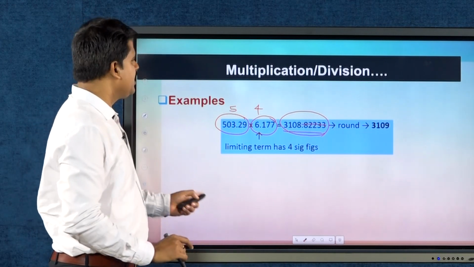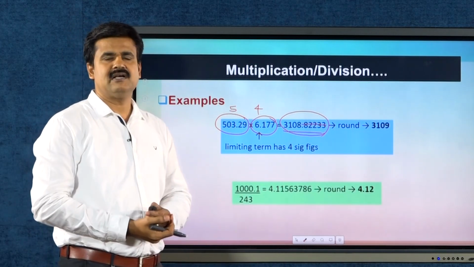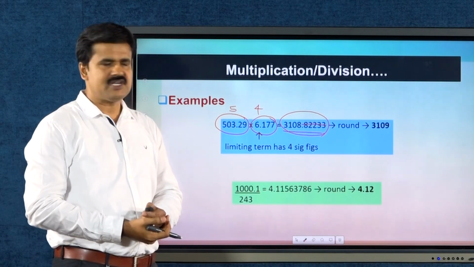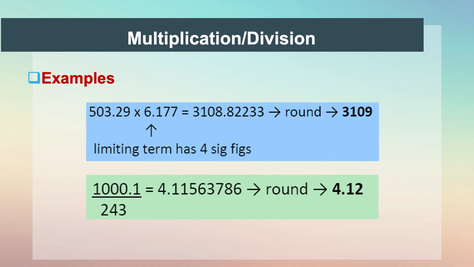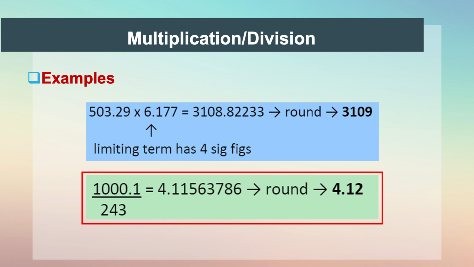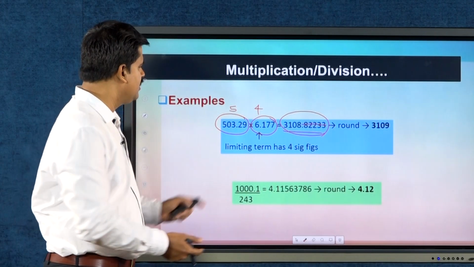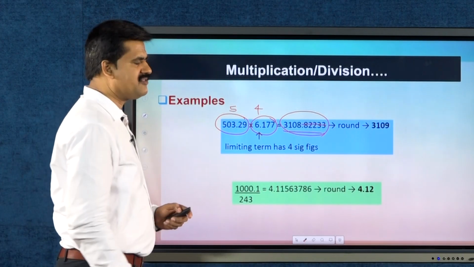Okay. Now we can take another operation, that is division. Look at this example. 1000.1 is divided by 243. The actual result is 4.11563786. But look at the number of significant figures here.